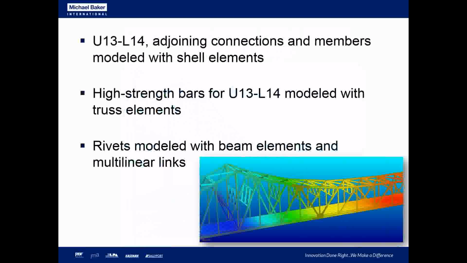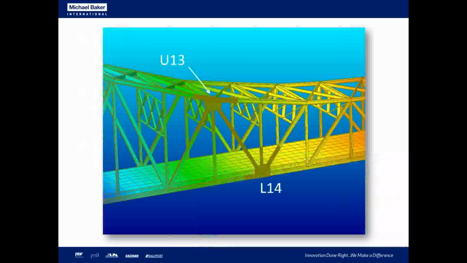But that's raised several questions. So to get a better sense of what this behavior would be, we picked one of the tension diagonals, in this case U13L14, that had some of the highest forces, and did a detailed model of member U13L14 and its adjacent connections and elements with shell elements, and then integrated that into our existing 3D model. High-strength bars that go through the inside of U13L14 were modeled with truss elements, and the rivets in each connection were modeled with a connection of beam elements and multilinear springs, and we did this analysis in MIDAS 2015. So here's a more close-up of the portion of the 3D model in which this modeling has been integrated.